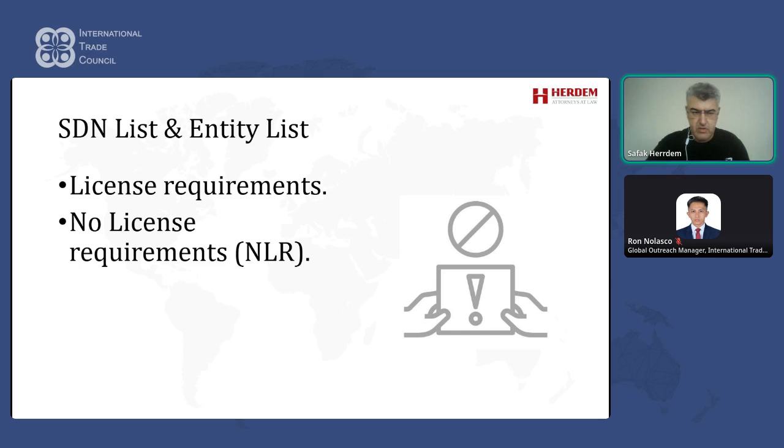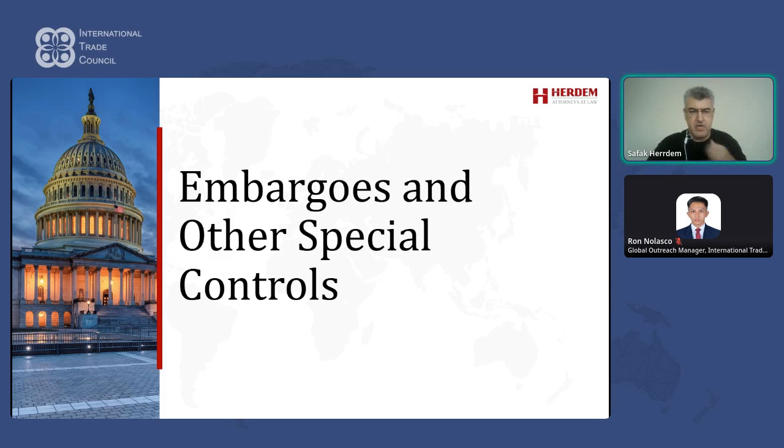And then we can go to embargoes and other special controls. My last point is the embargoes and special controls section of the EAR. Embargoes are restrictions on the export, re-export, and in-country transfers of items to specific countries or regions. Other special controls refer to measures that are put in place in addition to the standard controls that apply to items on the Commerce Control List.